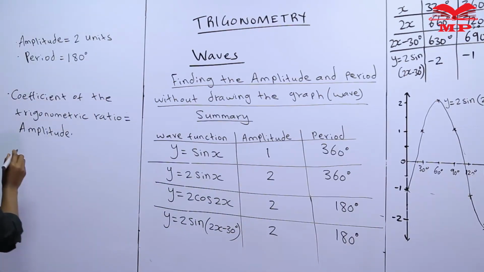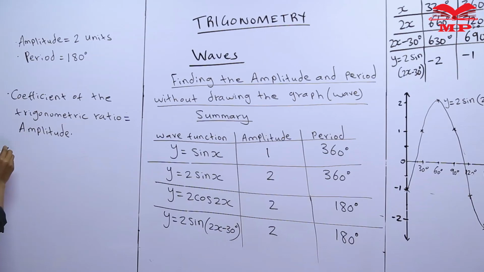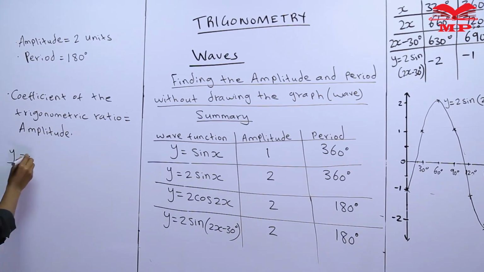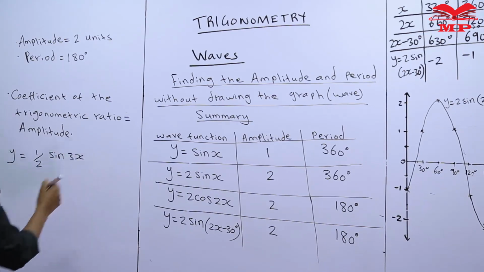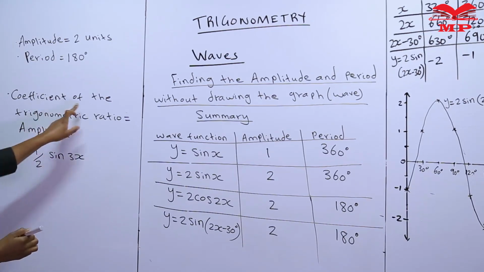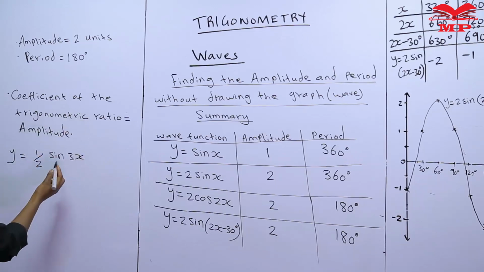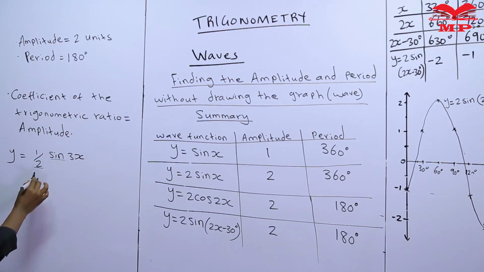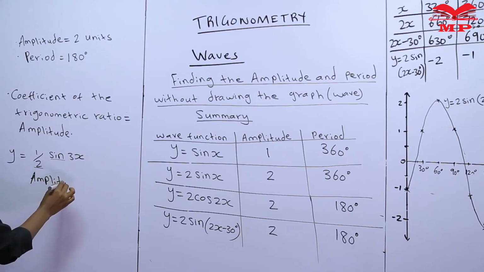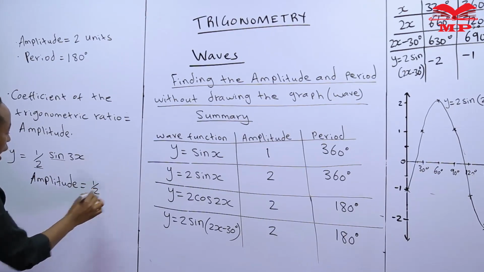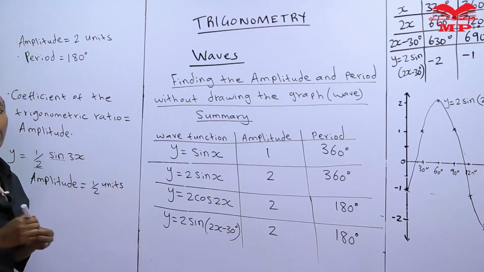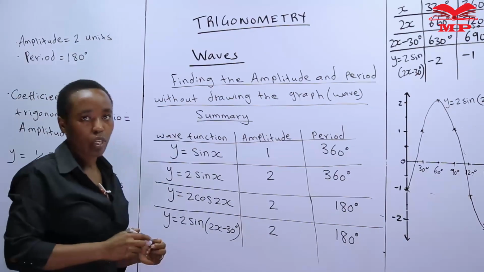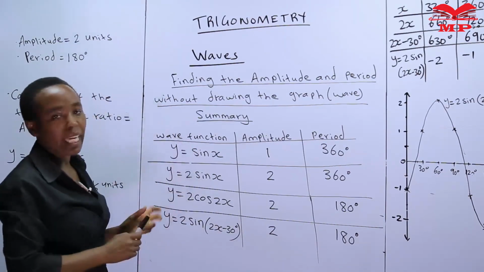So even if you may have a curve, the wave function, which is y is equal, for example, to a half sine 3x, the trigonometric ratio is sine, the coefficient is a half, and therefore the amplitude is equal to a half units. So that's how we get the amplitude without having to draw the graph.